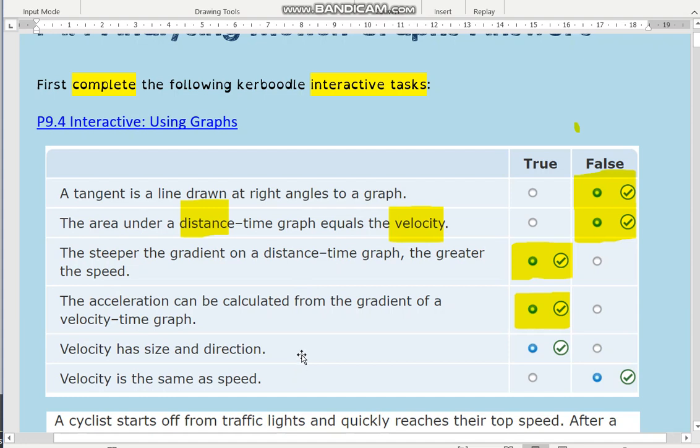Velocity has size and direction, that's true. And velocity is the same as speed, that's false, because speed only has size, whereas velocity has size and direction. So in physics they are different quantities.